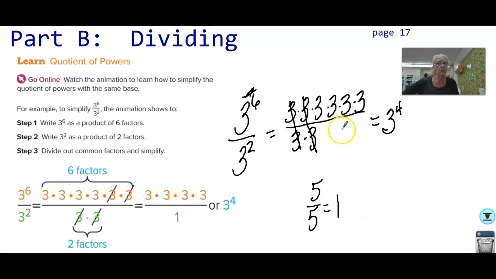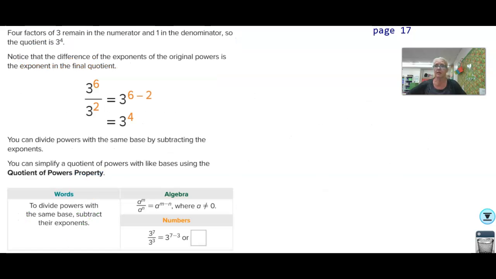Okay? So what we could have done in this case, instead of writing all this out, we could have said 3 to the 6 minus 2, top exponent minus bottom exponent, and got 3 to the 4th power. It would have been quicker. That is the quotient of powers property. So this pretty much explains what I just told you.